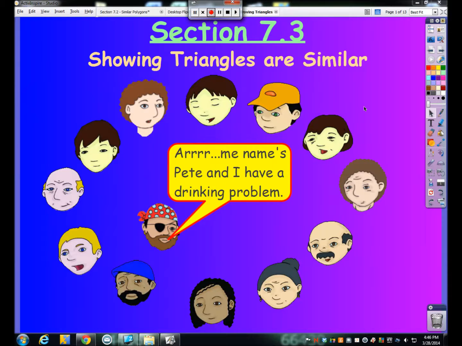Video 2 of our similar chapter here. We're going to focus now on some shortcuts. Just like in the congruent triangle chapter, we had 5 shortcuts: side, side, side, side, angle, side, angle, side, angle, angle, side, and HL. And we will have shortcuts for similarity. There's only going to be 3, which is nice.